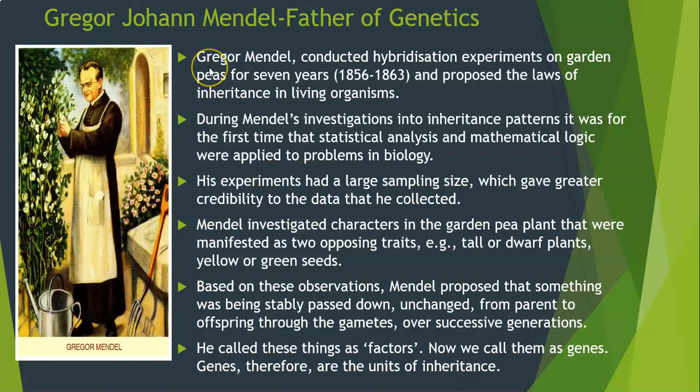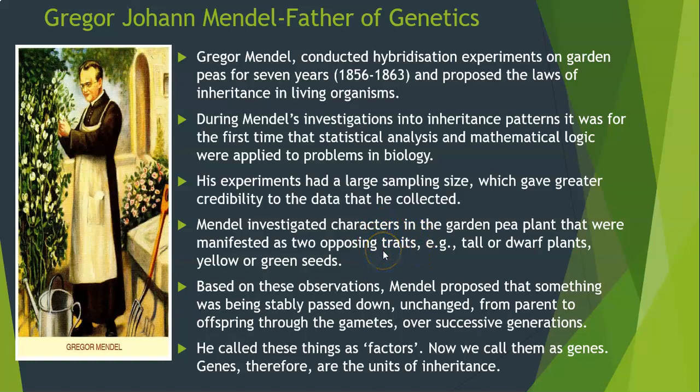Let me highlight some of the works that he did. Gregor Mendel conducted hybridization experiments on garden pea for 7 years and proposed the laws of inheritance in living organisms. During Mendel's investigation into inheritance patterns, it was for the first time that statistical analysis and mathematical logic were applied to problems in biology. His experiments had a large sample size, which gave greater credibility to the data that he collected. Mendel investigated characteristics in garden pea plants that were manifested as two opposite traits.